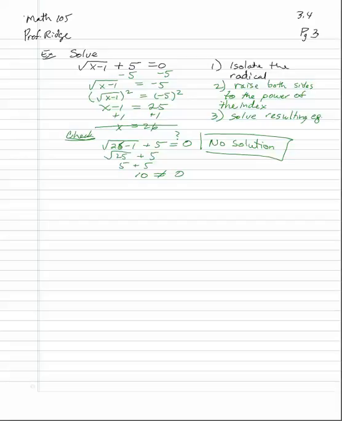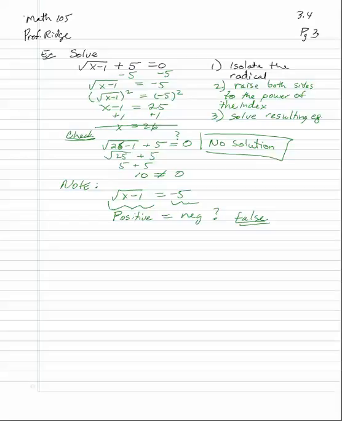Now, if we were paying attention, we could have noticed that right here, this is a contradiction, because how can a positive number equal a negative number? Right? So that's false. Always false. So we could have stopped right there if we were paying attention. Okay? Sometimes it's not obvious, and you work the problem out and you get an extraneous solution.